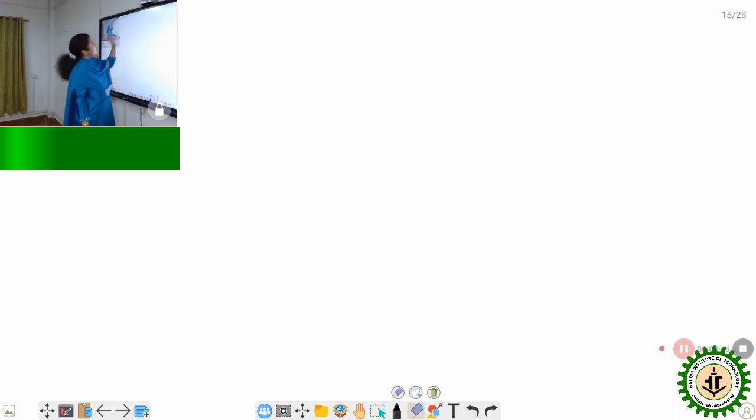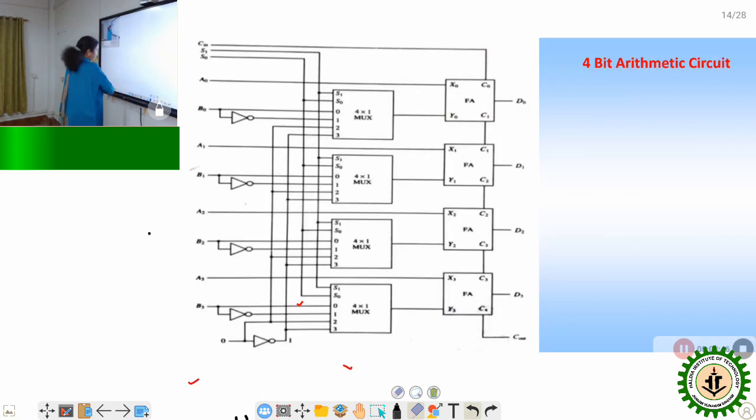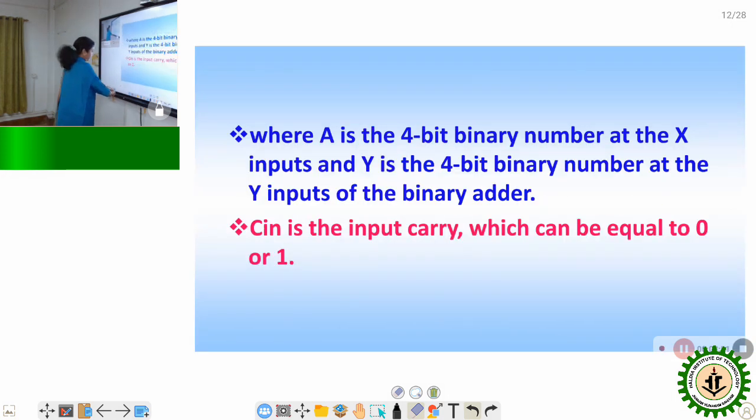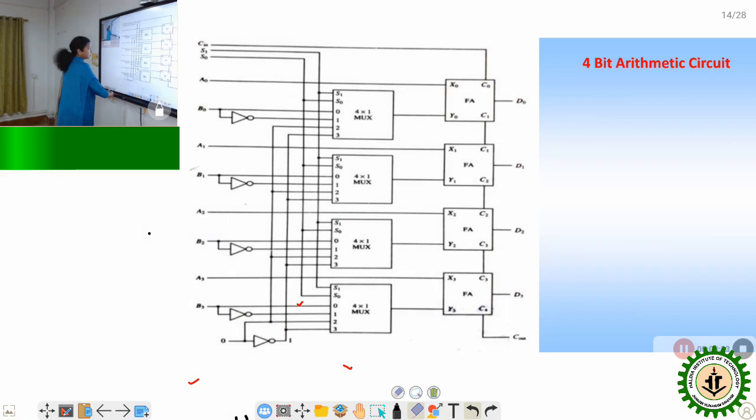Now when the value of Cin is equal to 1, at that time what happens? The addition with carry operation will be possible.